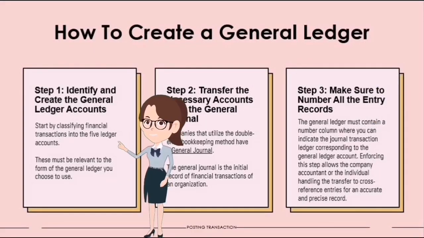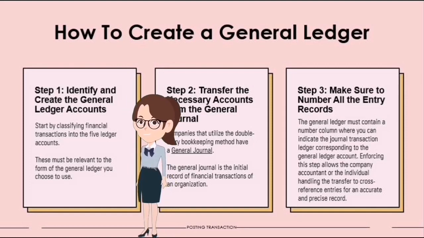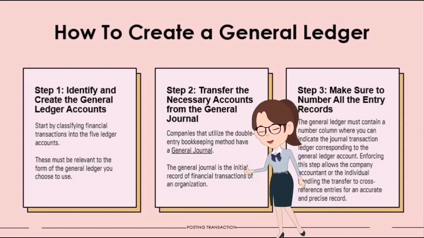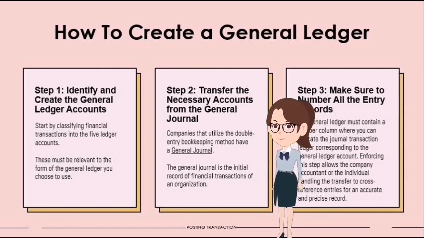Next, how to create a general ledger. Step 1. Identify and create the general ledger accounts. Start by classifying financial transactions into the 5 ledger accounts. This must be relevant to the form of the general ledger you choose to use. Step 2. Transfer the necessary accounts from the general journal. Companies that utilize the double entry bookkeeping method have a general journal. The general journal is the initial record of financial transactions of an organization.